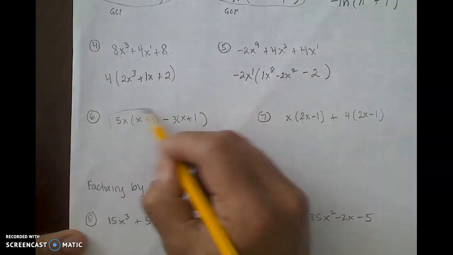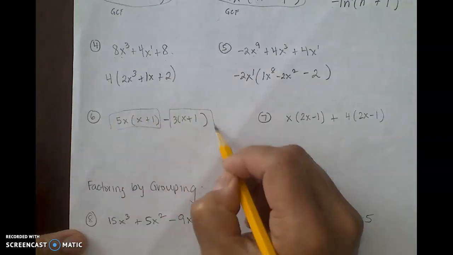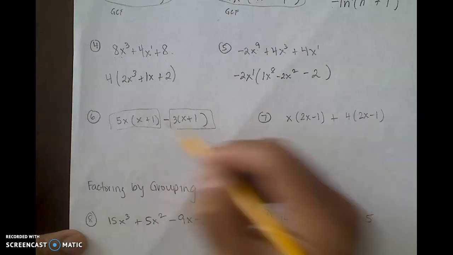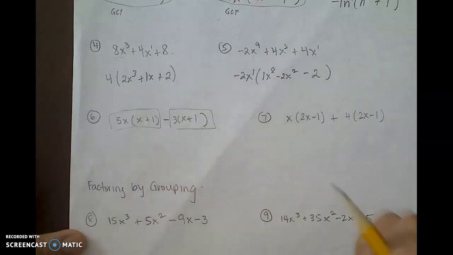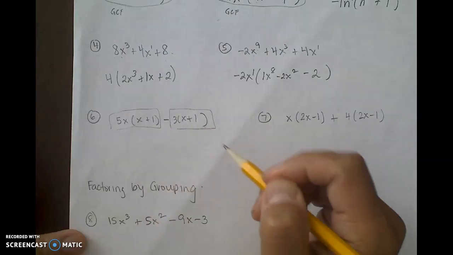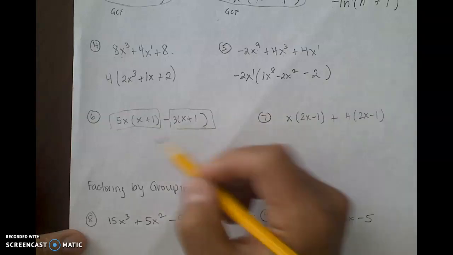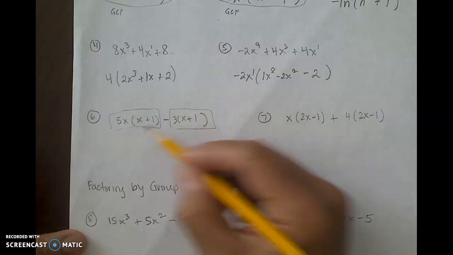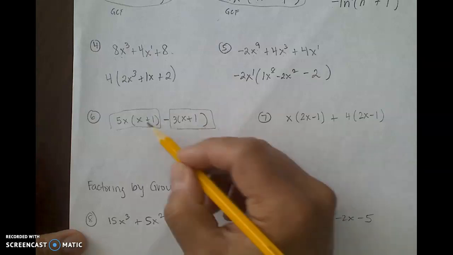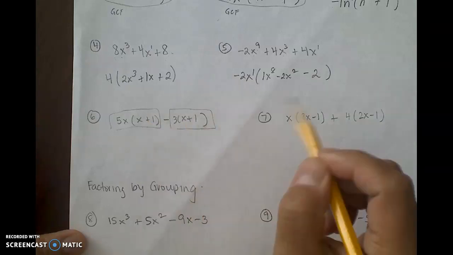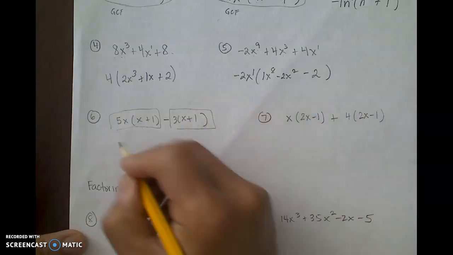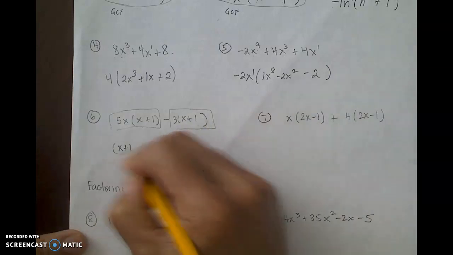Right? Here's one, and here's the other one. Right? These 2 are separated by a minus sign. There are 2 terms in this expression. Okay? So now we say, what do these 2 terms have in common? They have this x plus 1 in common. Here's an x plus 1 right here, and here's an x plus 1 right in there. So that is going to be your GCF.